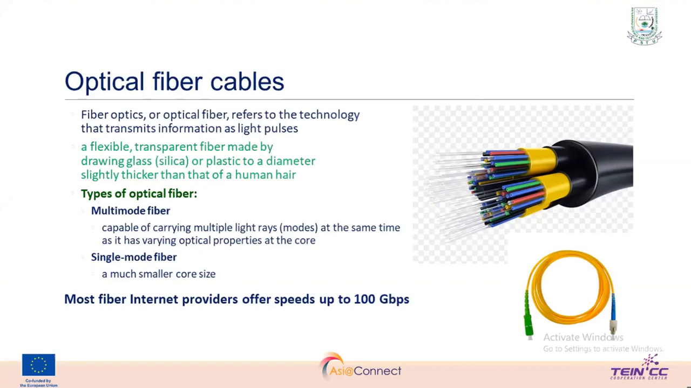Types of optical fiber: multimode fibers are capable of carrying multiple light rays at the same time, as they have varying optical properties in the core. A single mode fiber has a much smaller core size. Most fiber internet providers offer speeds up to 100 Gbps by using optical fiber as their transmission medium.